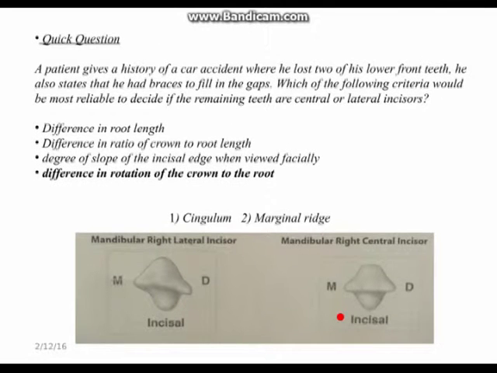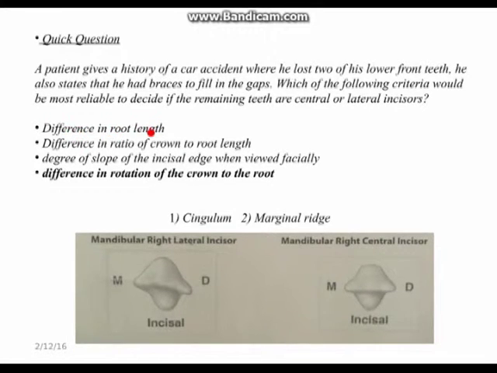Okay. Let's start with the quick question from last week. So we had a question about a patient giving a history of a car accident where he lost two of his lower teeth. He had ortho treatment to fill in the gaps, and the question was, how would you differentiate between if the teeth are central or lateral incisors? The answer is going to be difference in rotation of the crown to the root. Let's take each choice and talk about it.